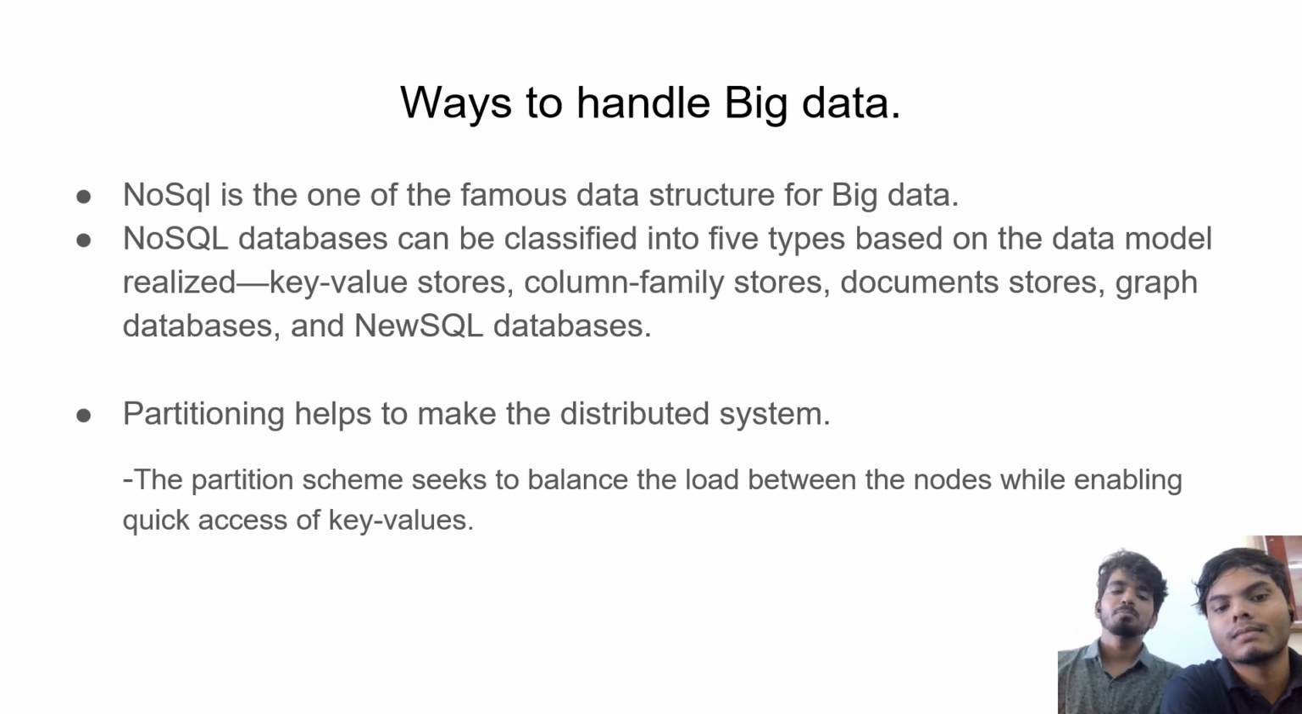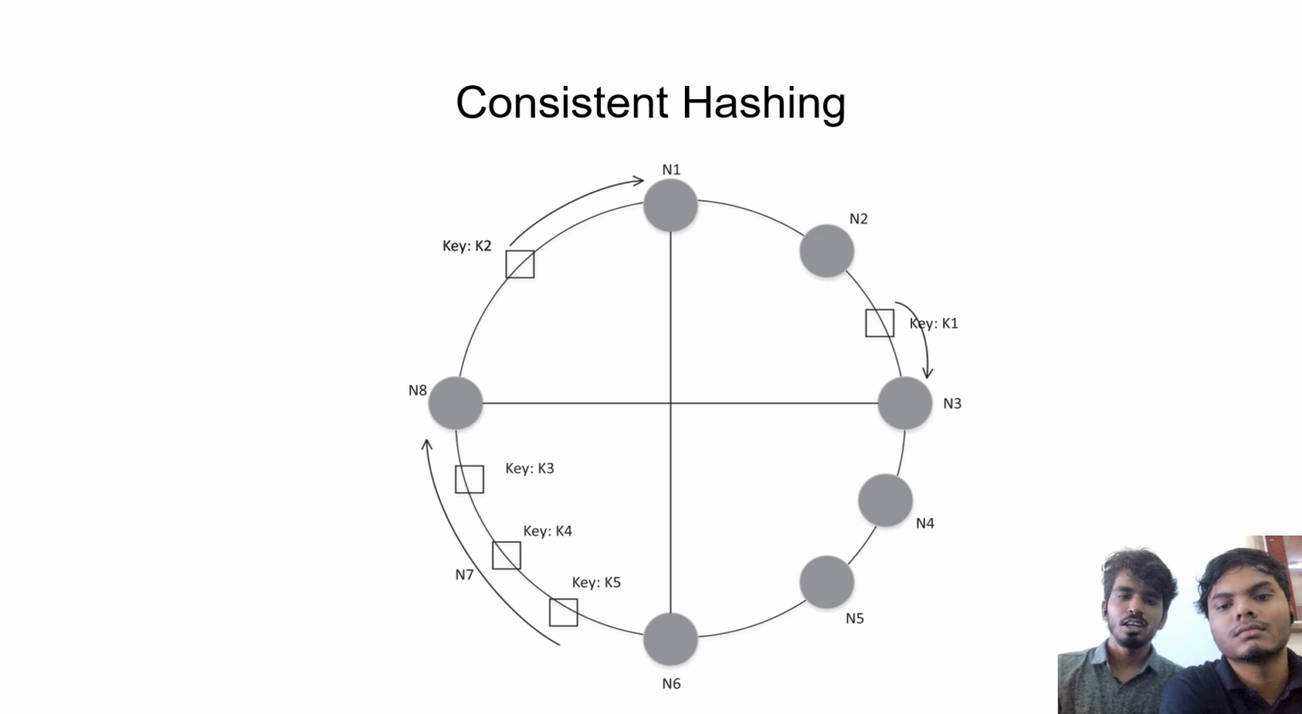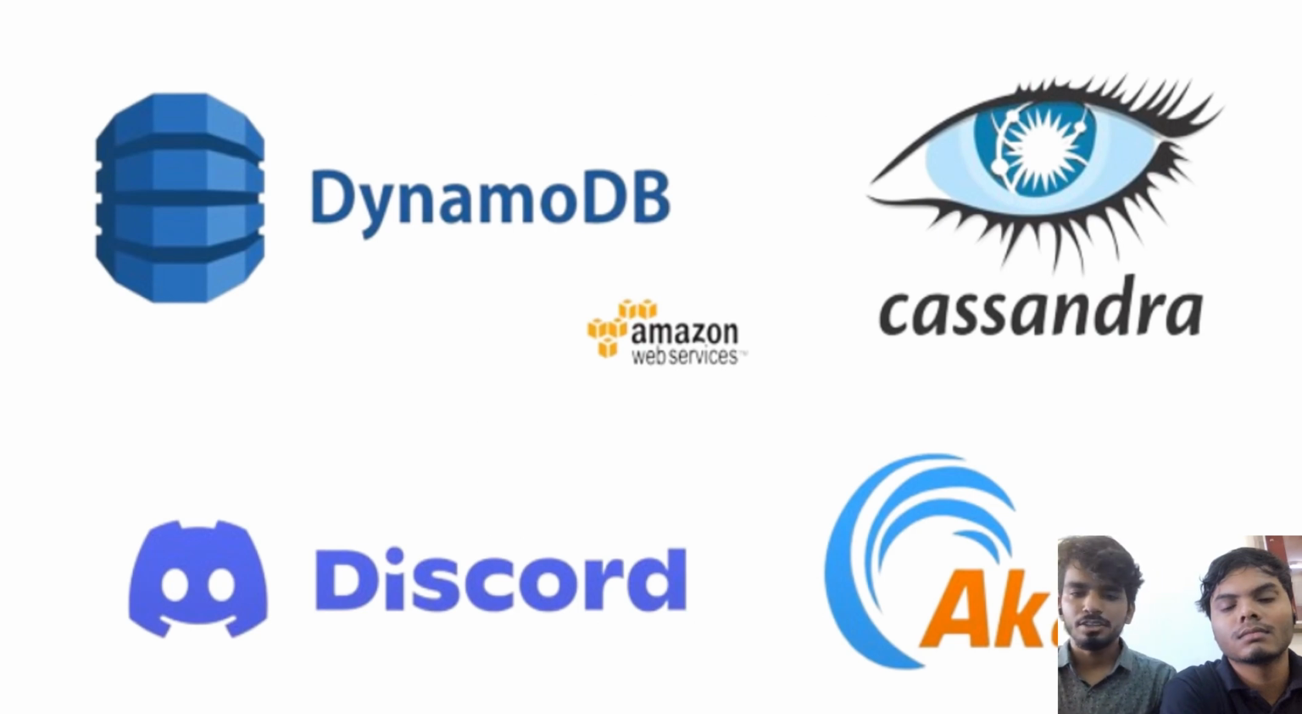Partitioning helps to make the distributed system. If we have a lot of data and we divide that data into small chunks, then we can do the processing efficiently. That is partitioning, and we also have consistent hashing. Before learning about consistent hashing, I am telling you that these big companies use consistent hashing to handle a huge amount of data in an efficient way.